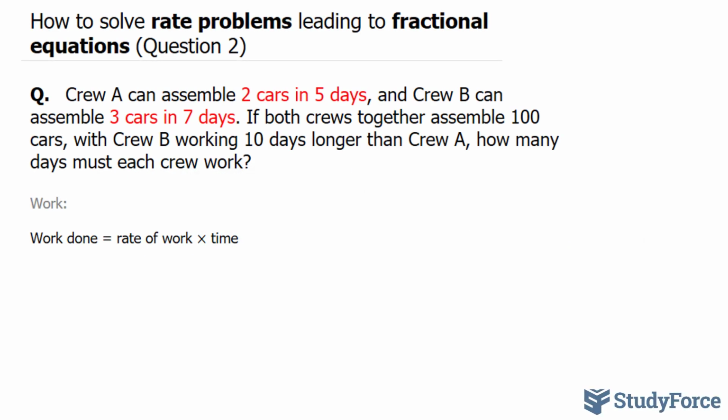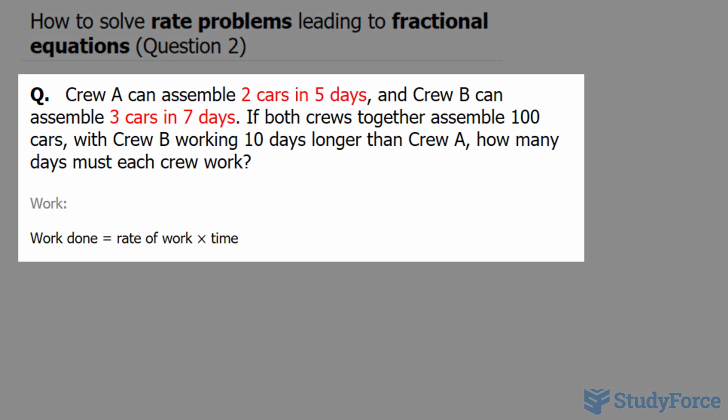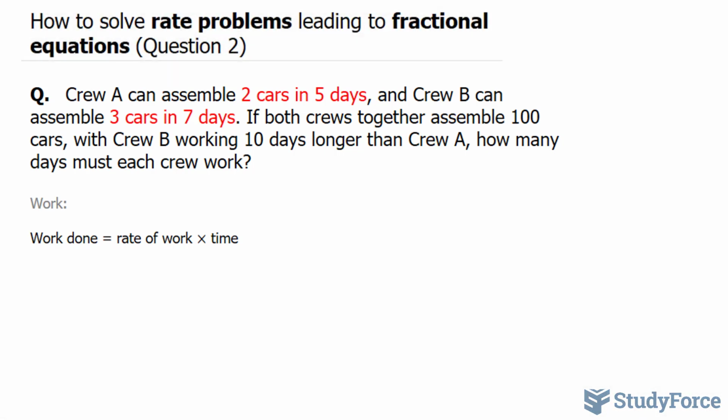In this tutorial, I'll show you how to solve rate problems leading to fractional equations. This is question 2. The question reads, Crew A can assemble 2 cars in 5 days, and Crew B can assemble 3 cars in 7 days. If both crews together assemble 100 cars, with Crew B working 10 days longer than Crew A, how many days must each crew work? We are told some critical information about Crew A and Crew B.